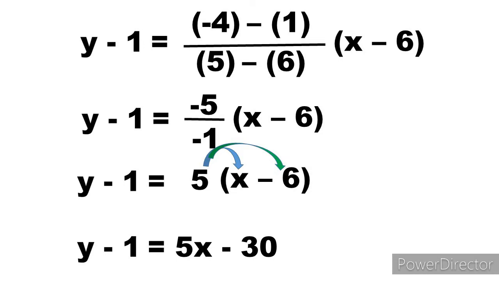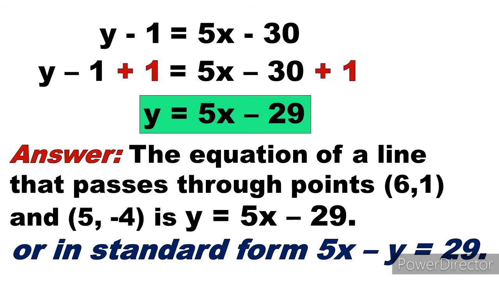And 5 times negative 6 is negative 30. So our new equation now is y minus 1 equals 5x minus 30. And the next step is to solve for y. Okay, to solve for y, isolate natin yung y sa my left side. Yung negative 1, ililipat natin doon sa my right side.